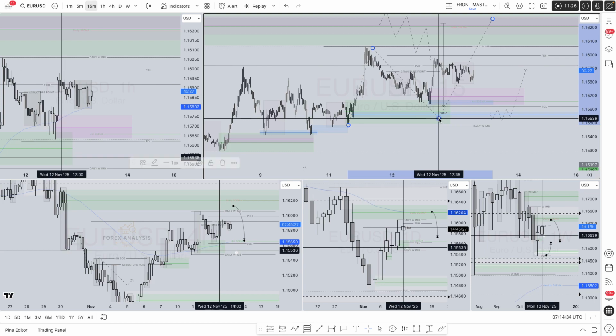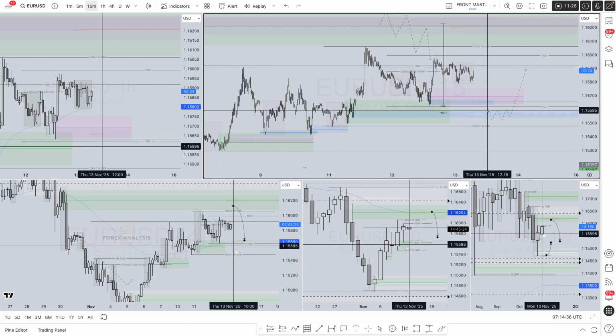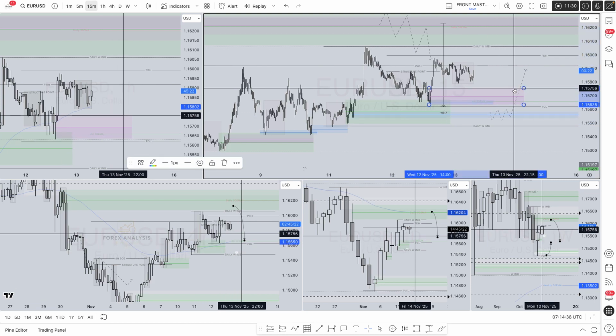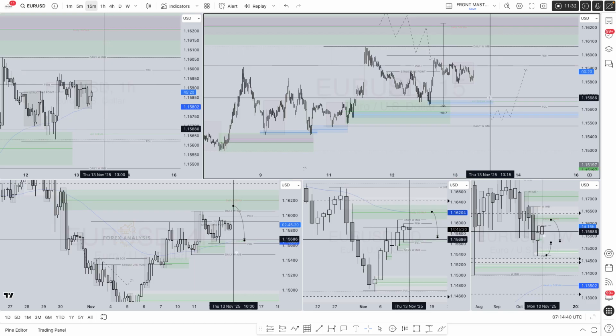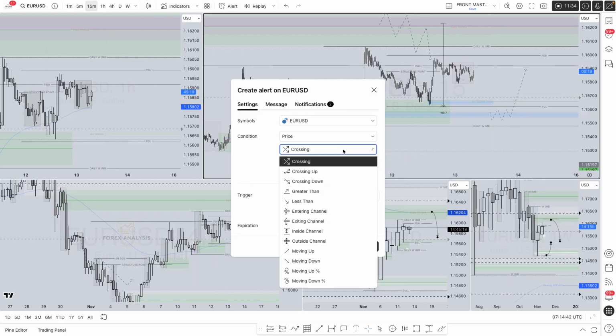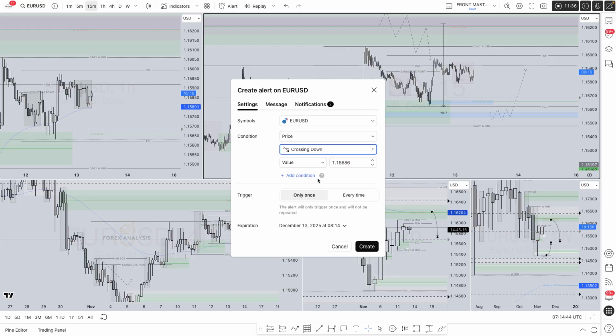For me personally, I'm waiting for this today. So let's get rid of this, although it makes perfect sense. We'll keep this on. We'll pop an alert just there. And we'll just see how price reacts in and around that area.